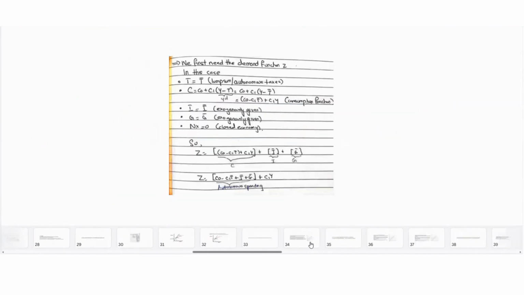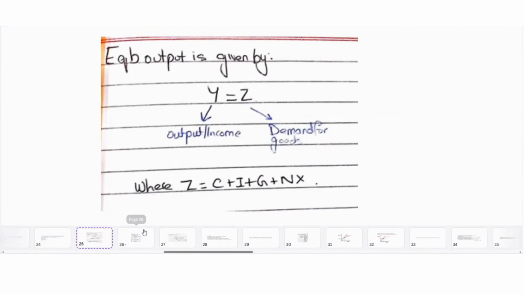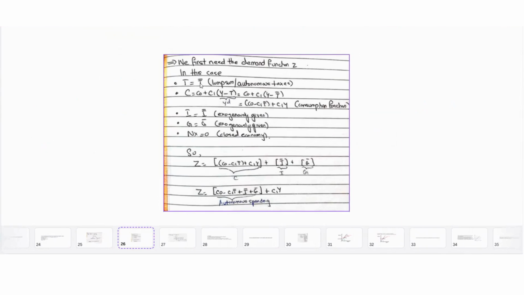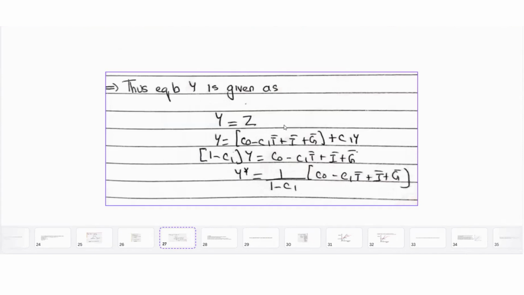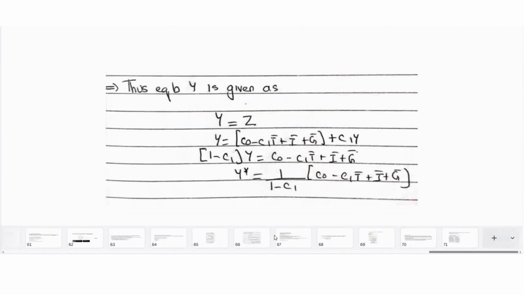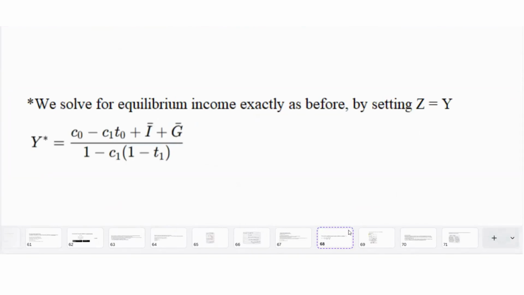If we go back to where we originally started, we said equilibrium output is where Y is equal to Z, where Z is C plus I plus G plus NX. The only difference would be that instead of T equal to T bar, you will use T equal to T naught plus T1 Y. So accordingly, you'll find C by plugging in T equal to T naught plus T1 Y rather than T equal to T bar. The process is exactly the same. You'll first find your demand function, using T equal to T naught plus T1 Y, and then you'll find equilibrium Y by setting Y equal to the demand schedule you found. Once you do that, you will find equilibrium income equal to this.